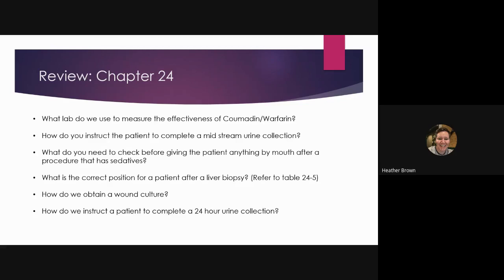Now, what kind of gloves would it require? Like no gloves, just going blind on this one? Sterile gloves. Remember, if they've got a wound, you're exposing them to anything. So we want to be as clean as possible, so we want to use sterile gloves when obtaining. We want to rotate the swab gently in the wound bed.